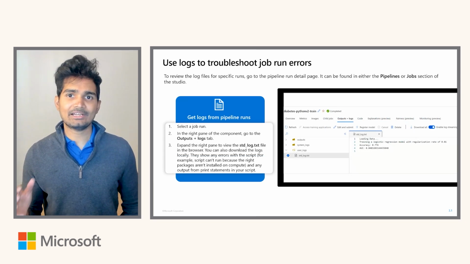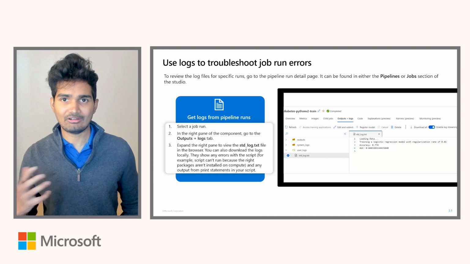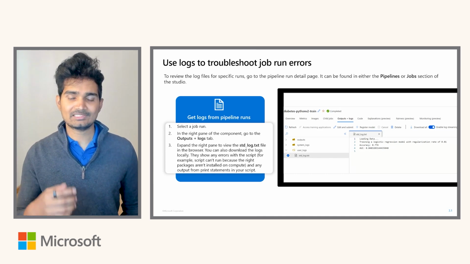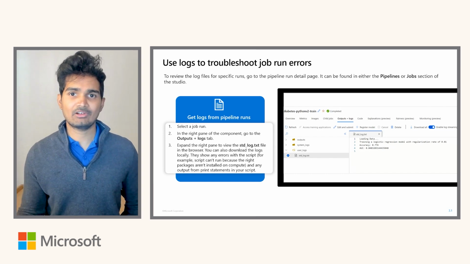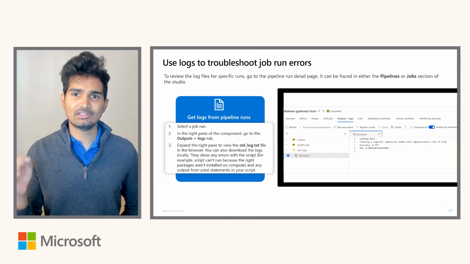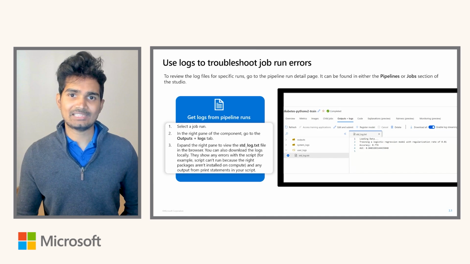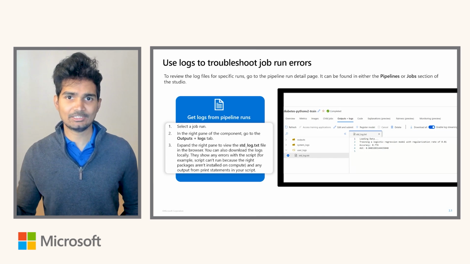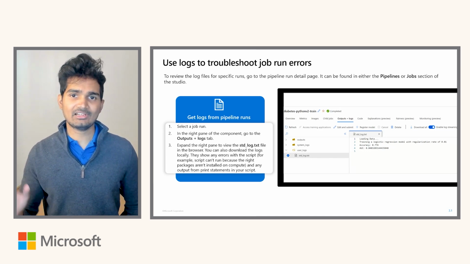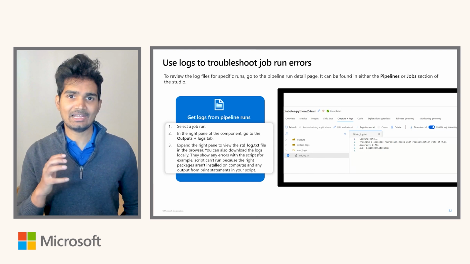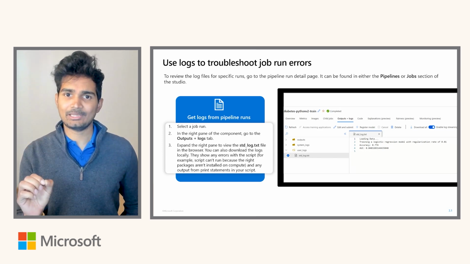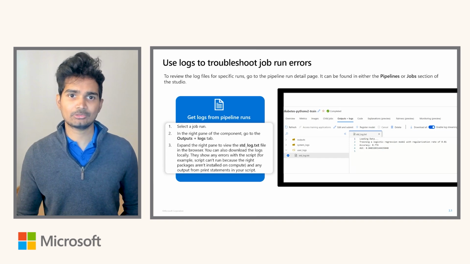You have to know how to use logs to troubleshoot run errors. Some steps to consider are: Step 1, select the pipeline run, choose the specific pipeline you want to run. Step 2, review the log files by navigating to the Output plus Logs tab on the details page. The main thing I want to call out here is that reviewing the log files from the pipeline run detail page is crucial for effective troubleshooting.